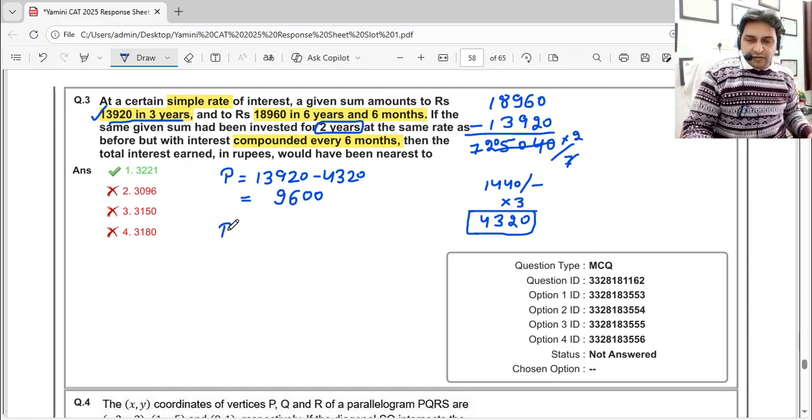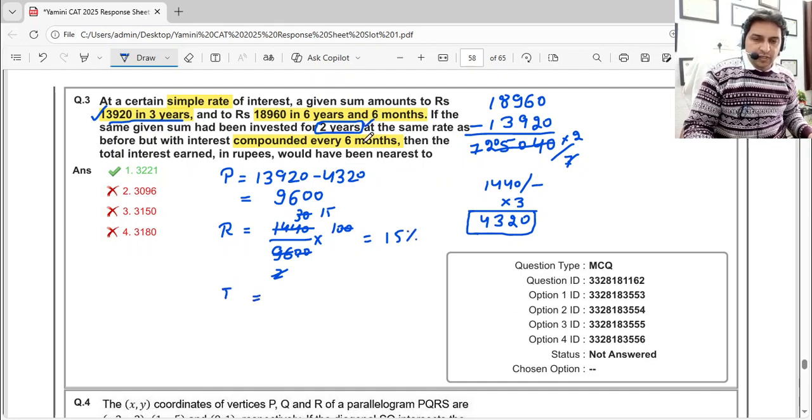Now if I try to find the rate of interest, I know this 1,440 rupees is the simple interest for 1 year. Divide by principal 9,600 multiplied by 100, and I get my rate of interest, that is 15%. Time is already given to me, that is 2 years in the question itself.